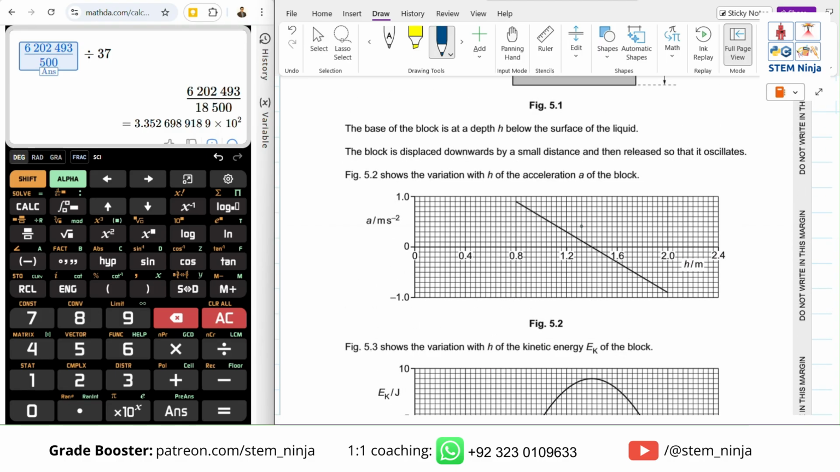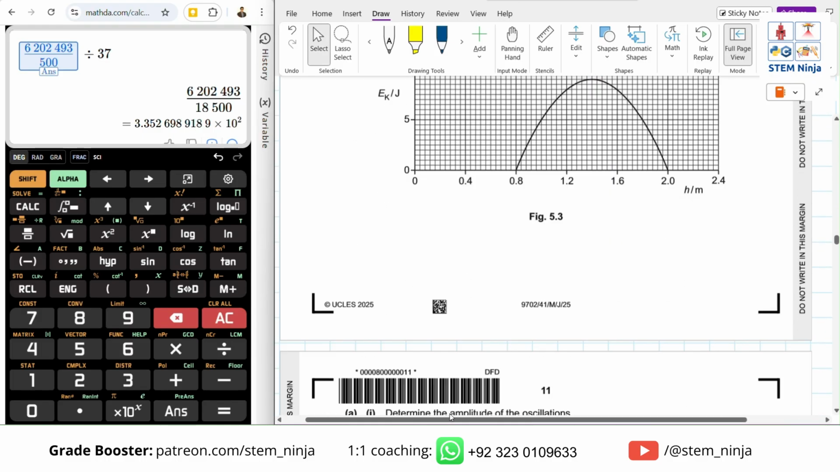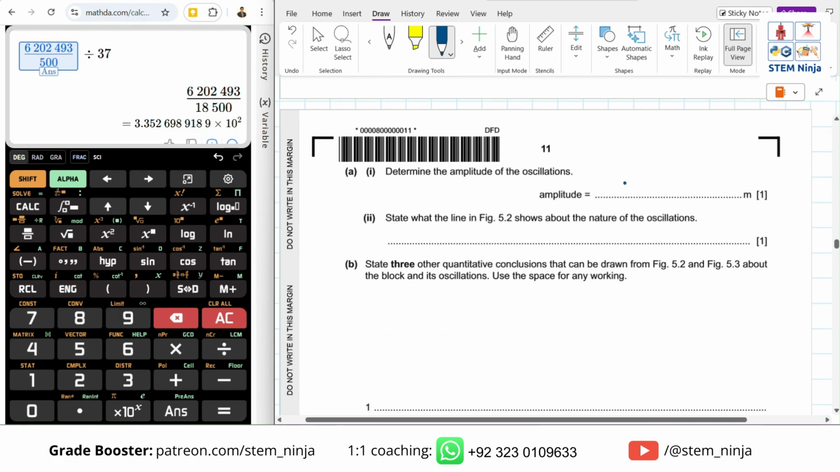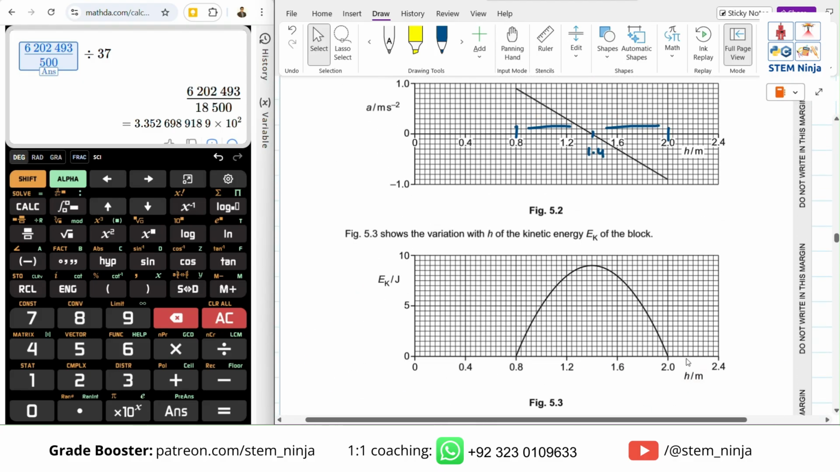So amplitude is basically from this to this. This is the mean point. So this is going to be 1.4. So 0.6, 0.6 will be the amplitude. So 0.6 meters. State what the line in figure 5.2 shows the nature of the oscillations.